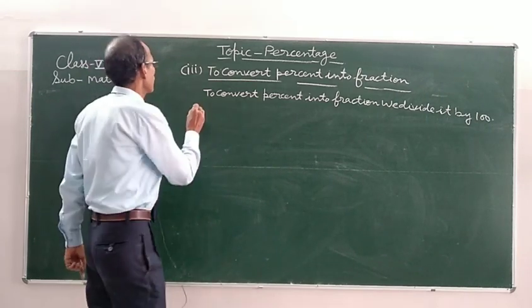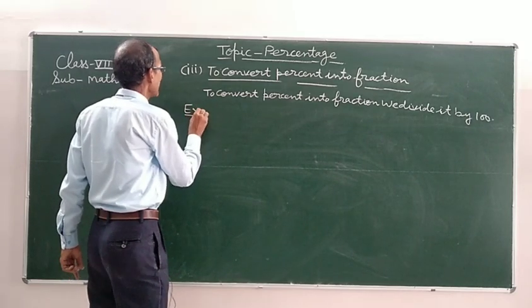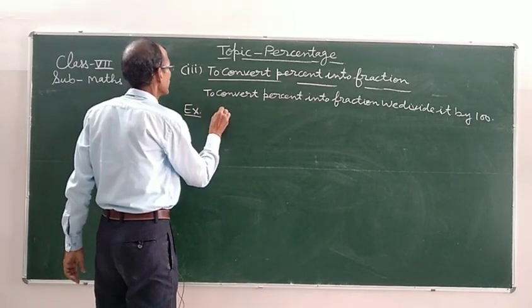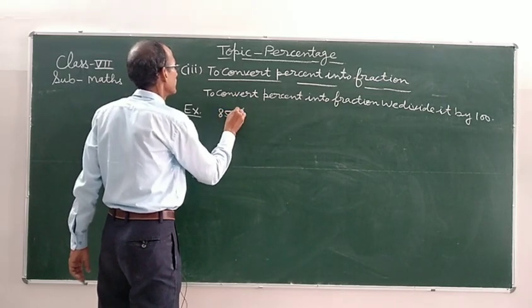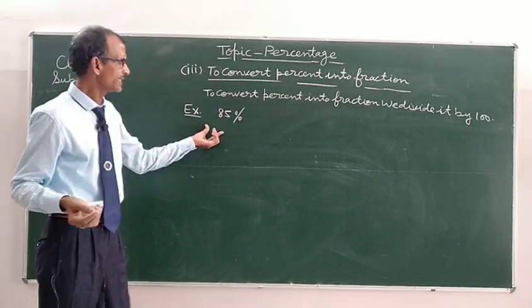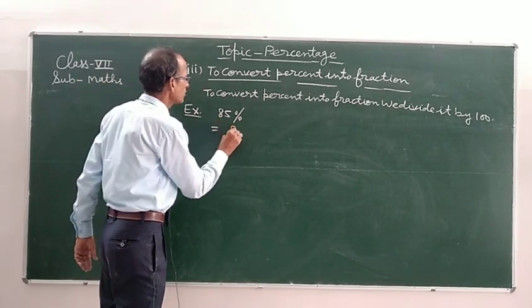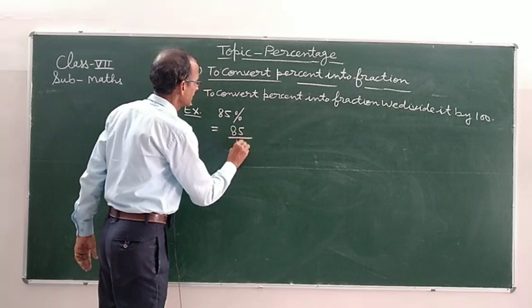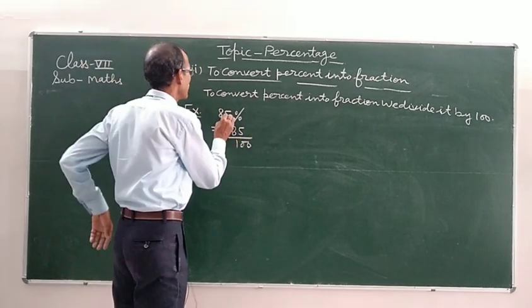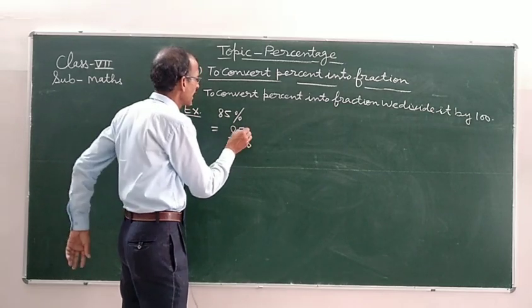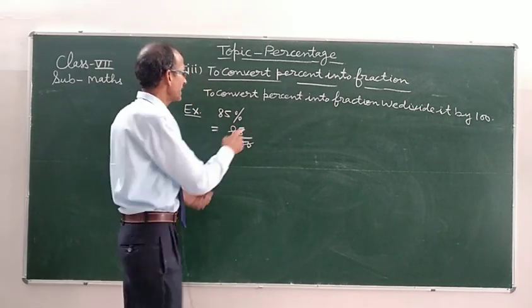Okay. For example, suppose we are given 85% and we have to convert it into fraction. Then 85% is equal to 85 upon 100. Okay, 85 divided by 100. Now we simplify it. Both can be divided by 5.